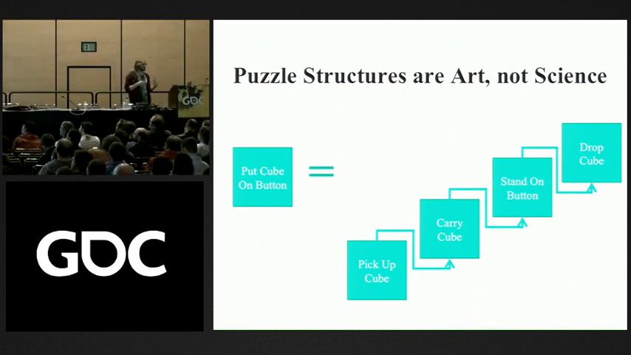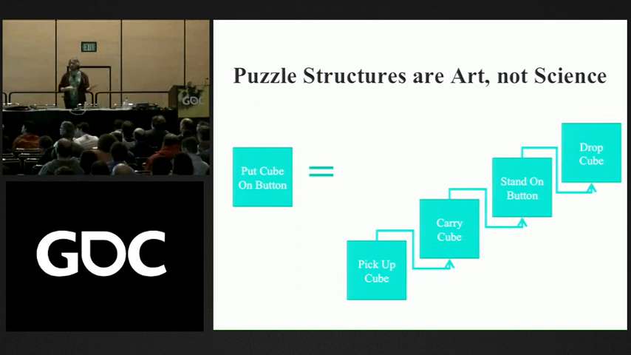So, one of the things about these puzzle structures is there's no science to knowing exactly how to break it down. Putting the cube on the button could break down this other way. As I just mentioned, in Portal, it can break down a lot of other ways. You can use portals to move cubes around. You don't have to pick them up yourself. You should break them down into the most granularity that's necessary to clarify the puzzle. And if you don't get any more data from the low granularity you have, then it's too granular. It's just an art.